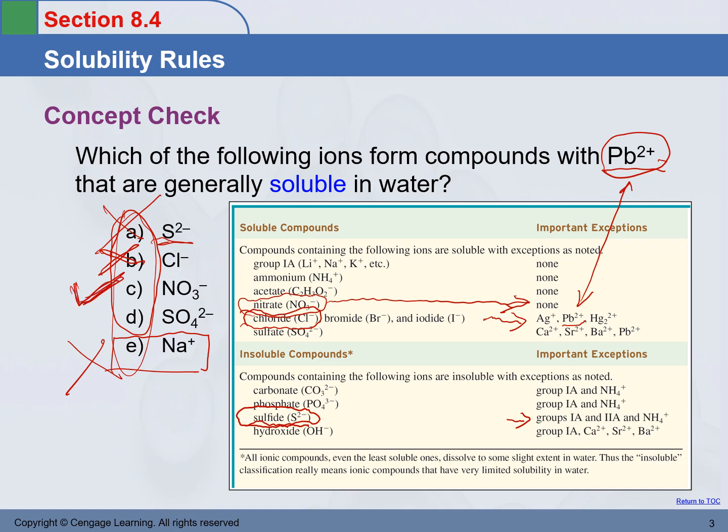Let's look at D, sulfate. Sulfate is soluble as well, right here. Sulfate is soluble. Let's check the exception. Calcium 2 plus. Lead 2 plus right here. Again, it's an exception. Lead 2 plus will form a compound with sulfate, and the compound will be insoluble. So the answer for this question is C, nitrate ion. That's how you should use this table. Make sense to you? See you next time.